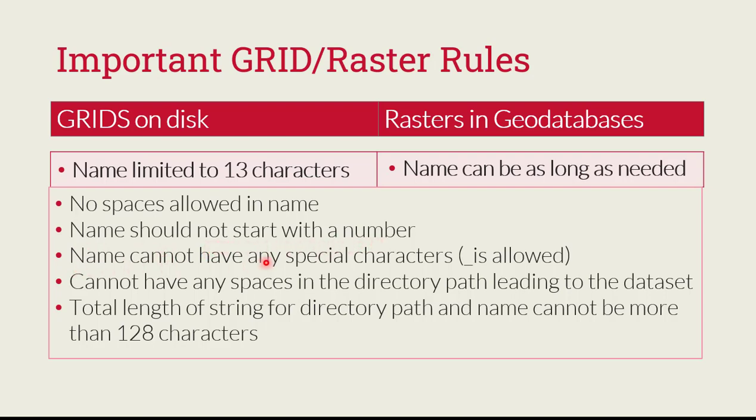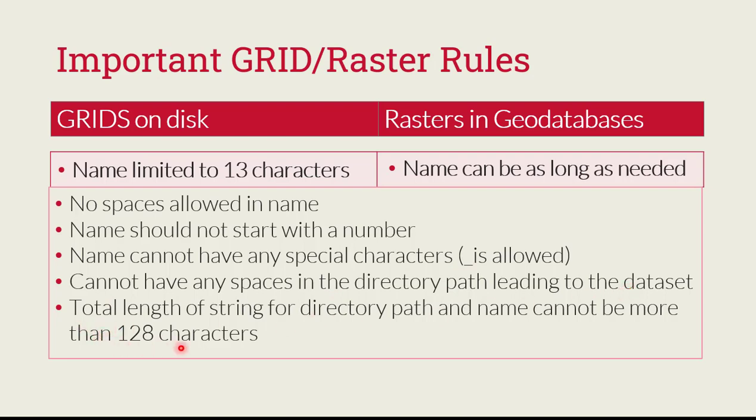The name also cannot have any special characters. Now, underscore is allowed, and you'll see the underscore used a lot in geospatial analyses and geospatial technologies because it is the one thing that we can put into the name of a field or a data set that gives our brain a little bit of a break and helps us decipher some complicated names. You also cannot have any spaces, like I mentioned, in the directory path leading to the data set.